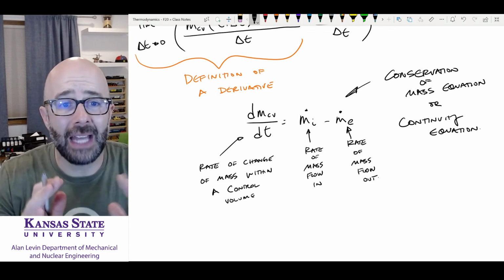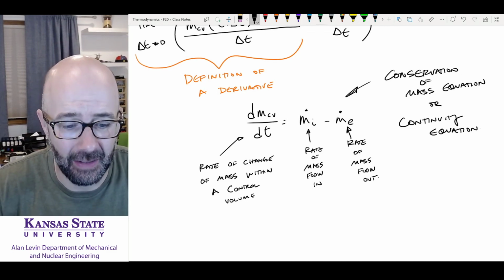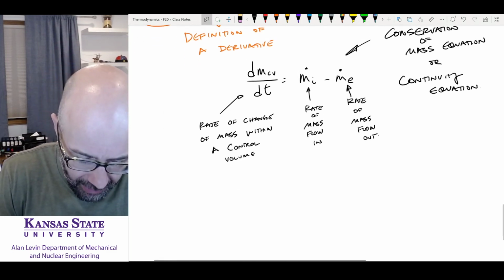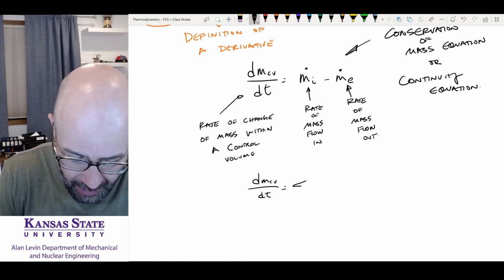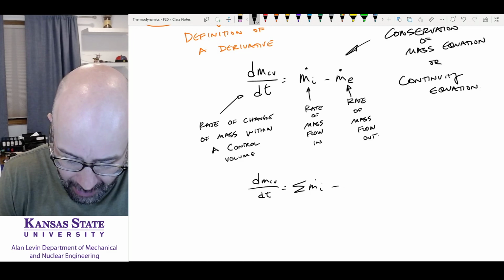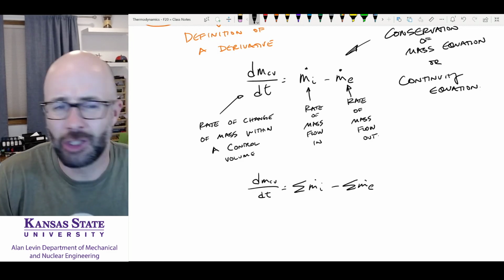Okay. And you don't just have to have one inlet and exit here. We really should write this as dm_cv over dt is equal to the summation of all the mass flow rates in minus the summation of the mass flow rates out. Sure, I mean, this is perfect.